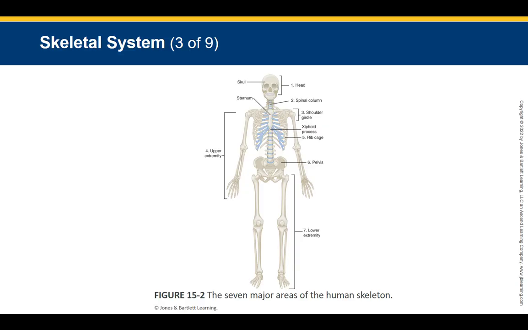Pelvis is a huge area that's disrupted. We also have the upper extremities, the arms, and then finally you have the lower extremities, which are the legs, right? And so those are the areas that we need to be thinking about when we're talking about the different types of bones that we may have to take care of.